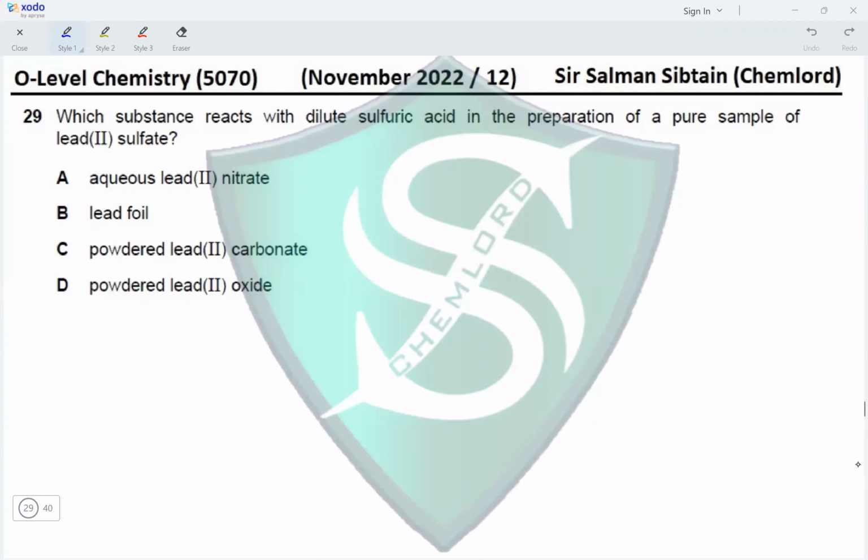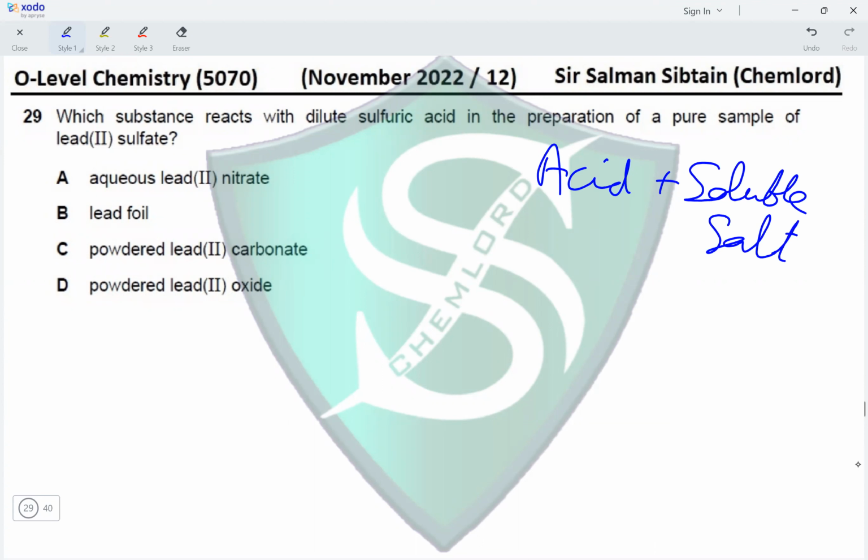Question 29. Which substance reacts with dilute sulfuric acid in the preparation of a pure sample of lead(II) sulfate? Now, lead(II) sulfate is an insoluble salt. So an insoluble salt is prepared by the action of an acid with a soluble salt. Let's look at the options here. The acid is sulfuric acid so that we get the sulfate ion. Now we need a soluble salt.